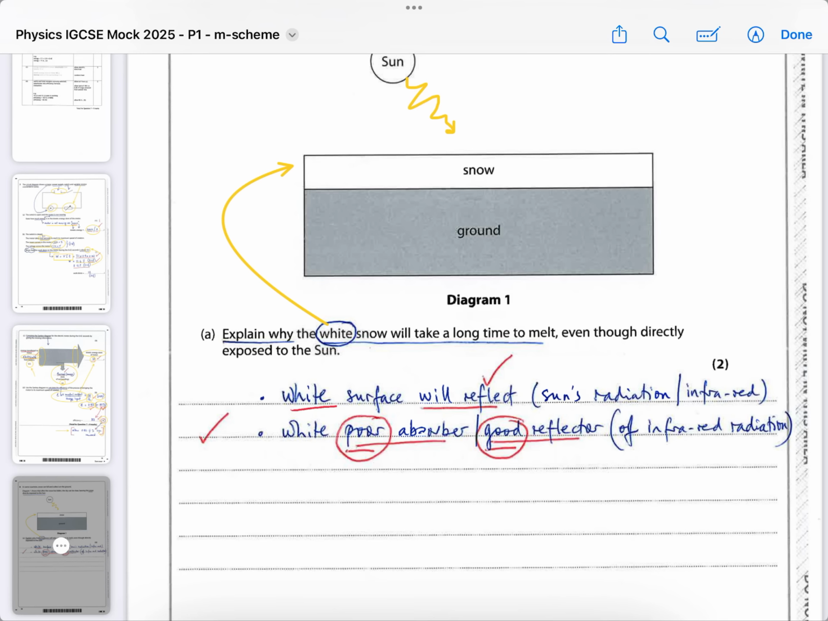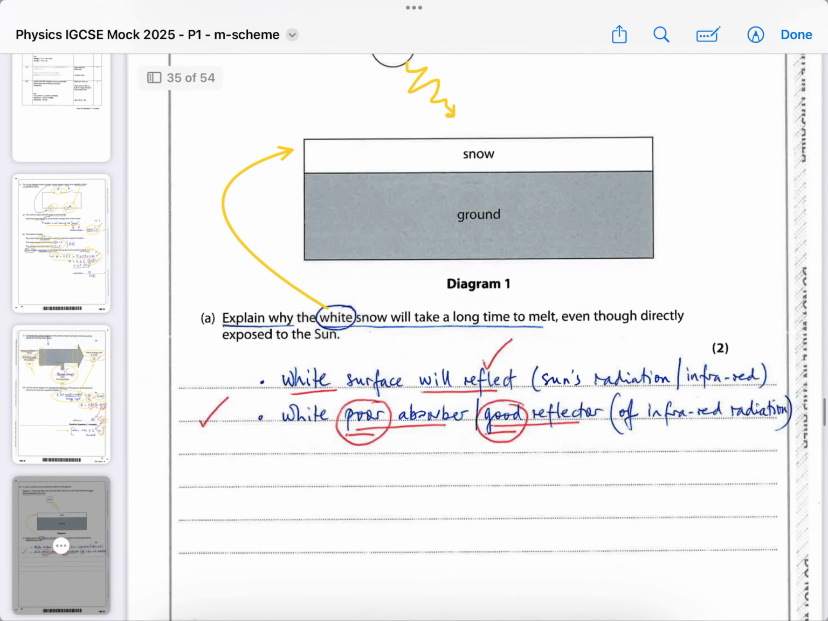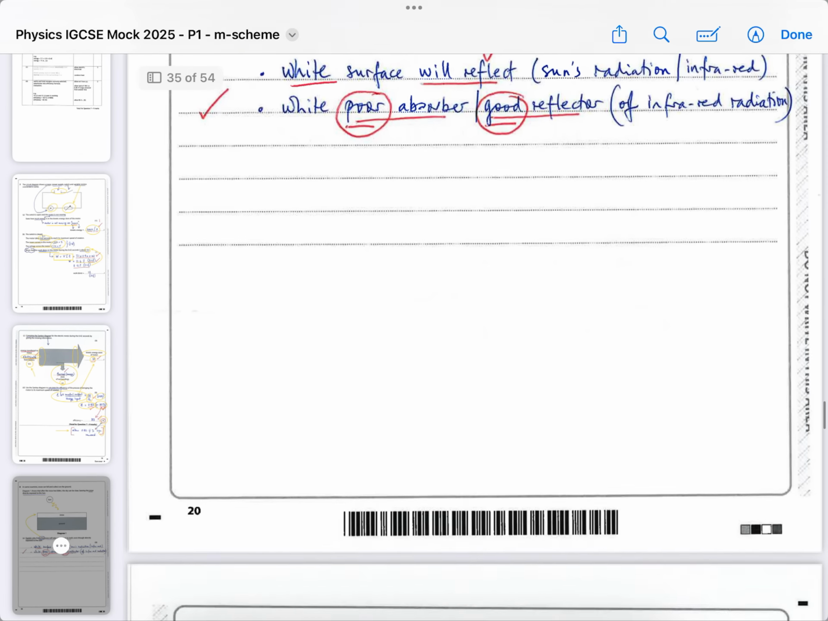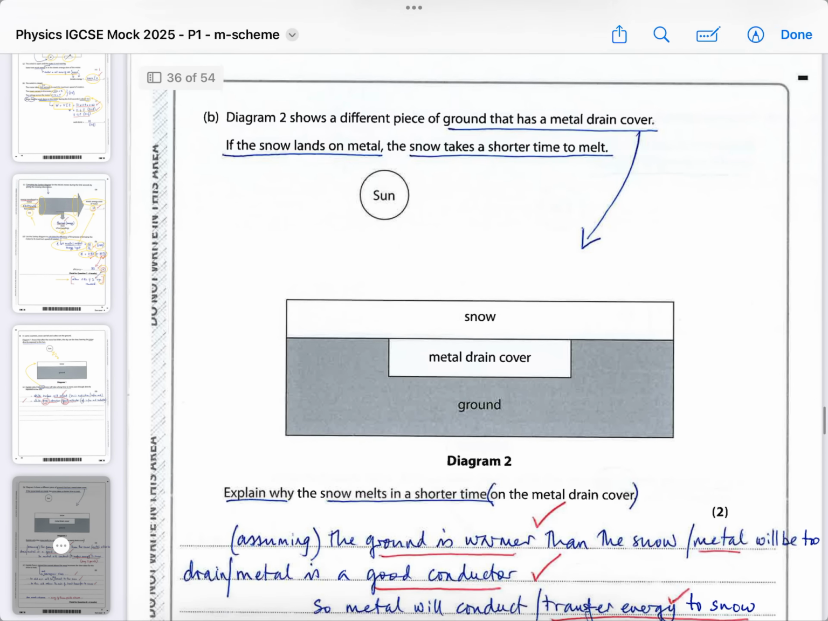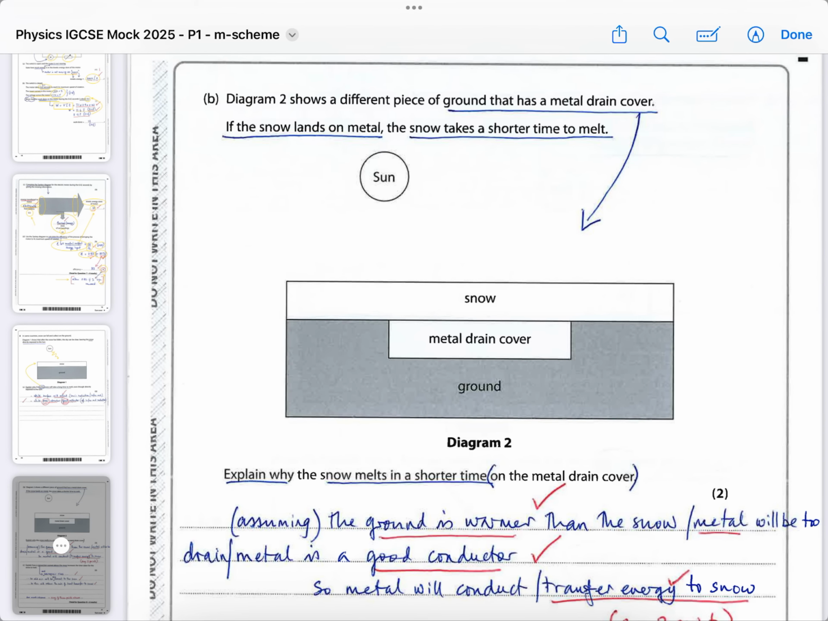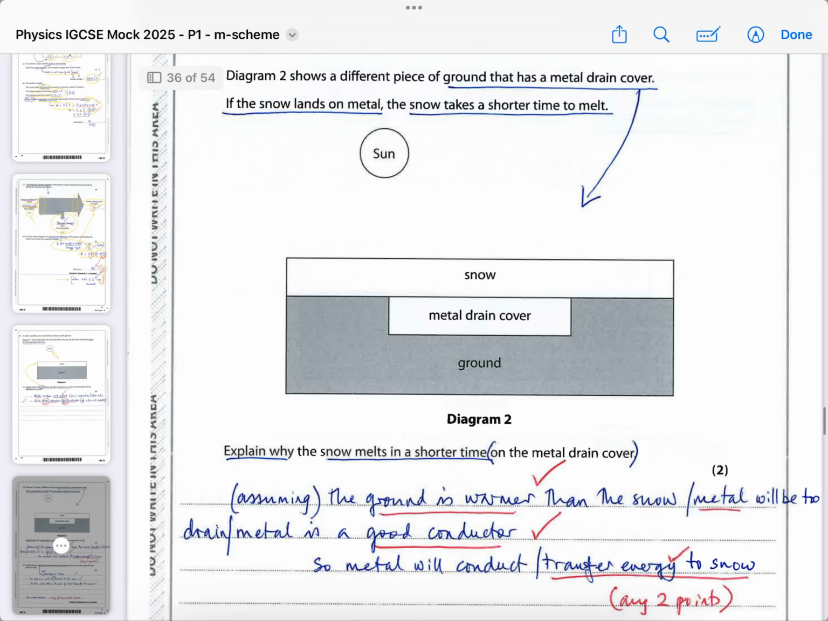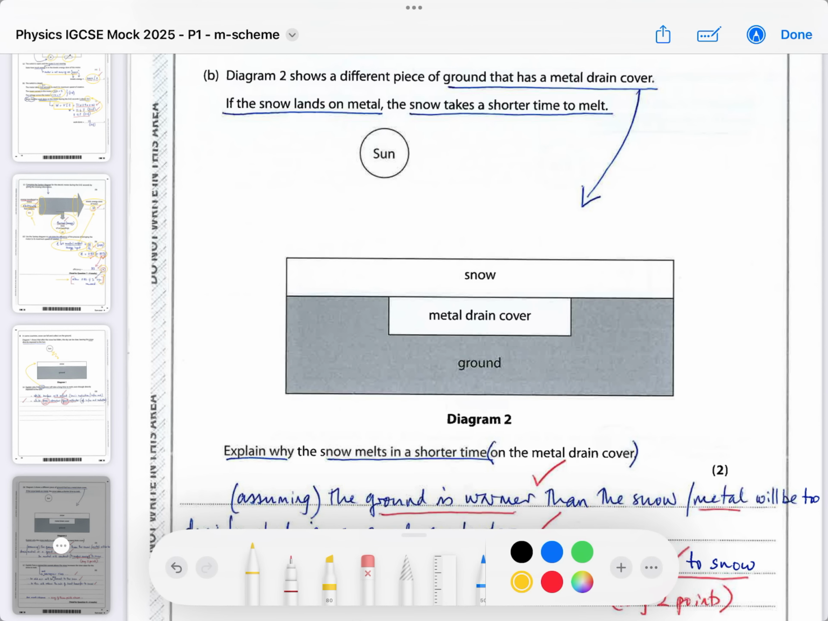All right, so part A is about radiation and absorption and reflection. Part 2 then mentions the fact that there is a metal drain cover. Underneath the snow, part of where it's fallen, there is a metal drain cover here, but not next to it on either side. So the fact that it's metal should give you a clue. If the snow lands on the metal, the snow takes a shorter time to melt.